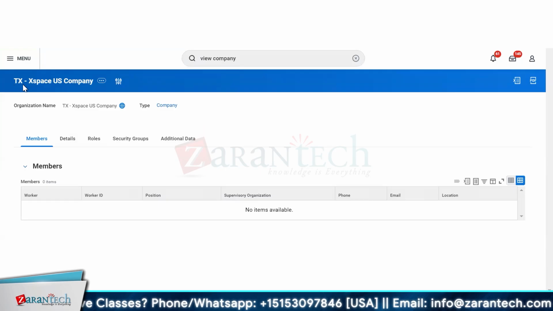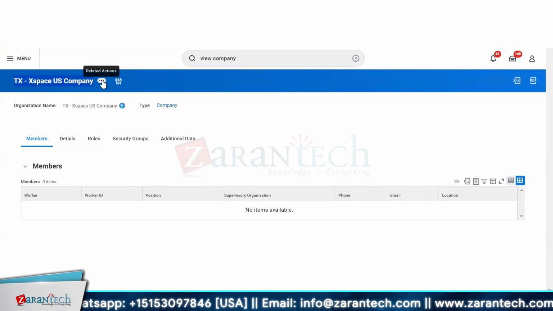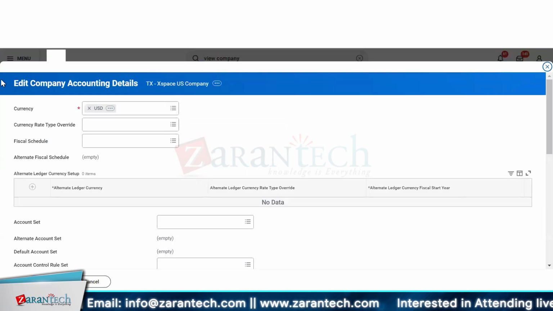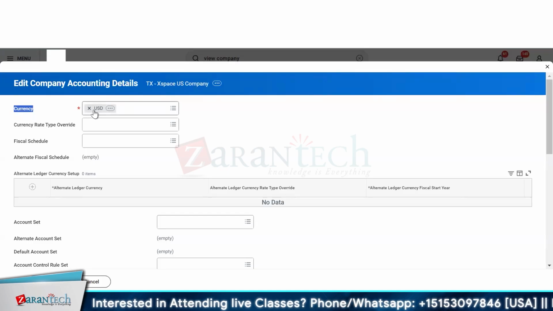Over this company, I want to link my financial structure. So how are we going to do that? This is our activity. We will do it with the related action button. Go to the company, and here at the top we have company accounting details. Once I open this page, at the top you can see the currency USD. Where is it coming from? Anyone remember? It is part of the definition of the company, so we gave the currency. When we defined this company, we basically assigned this USD.